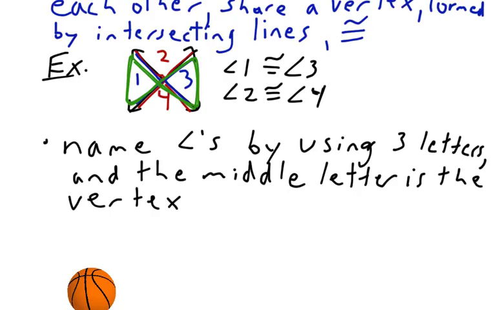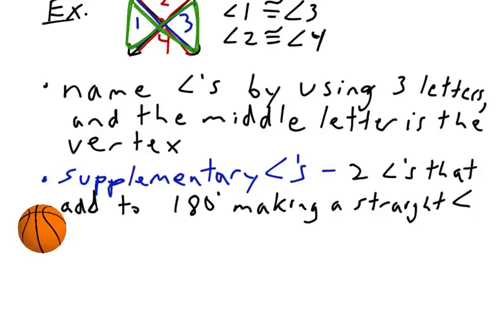Alright, another important thing I want to talk about is naming angles. You want to name angles by using 3 letters. And this is most of the time. So sometimes you won't have 3 letters to pick from, but if you do, use those 3 letters. And the middle letter is the vertex. And that always needs to be the case. So we're going to talk about supplementary angles, and I'm going to model how to name supplementary angles now. Alright, so supplementary angles, they are 2 angles that add to 180 degrees, or their sum is 180, and they make a straight angle.